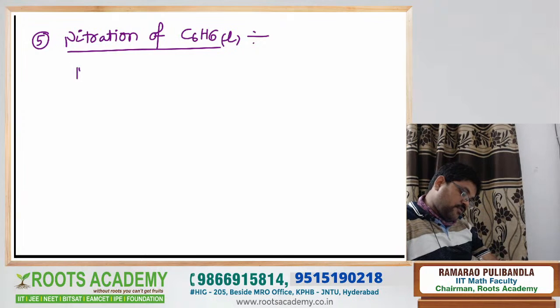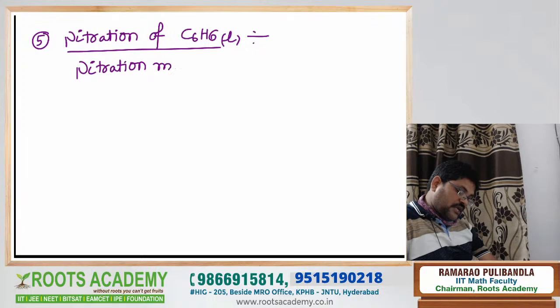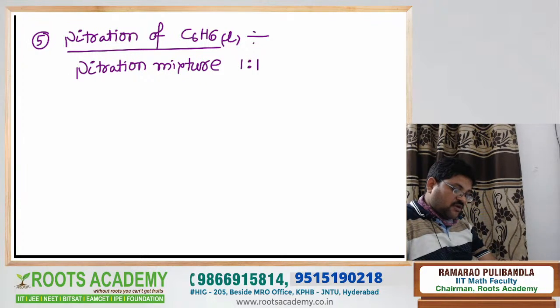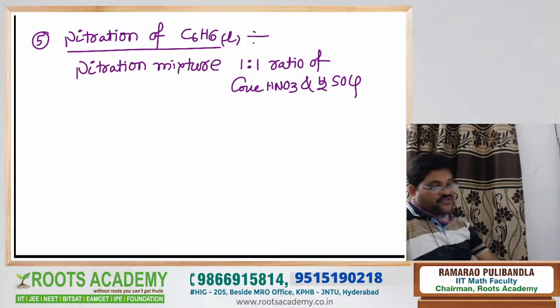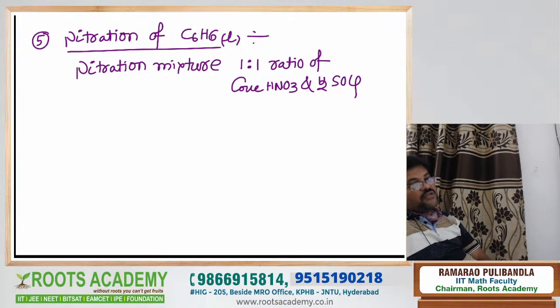Regarding the nitration of the benzene, we can use nitration mixture. We can use what, Nana? Nitration mixture. So what is nitration mixture? Nitration mixture is nothing but a 1:1 ratio of concentrated nitric acid and sulfuric acid. That is called nitration mixture. Repeat that once again, Nana. What is the meaning of a 1:1 ratio? 10 ml of nitric acid mixed with 10 ml of sulfuric acid. That is called a 1:1 ratio of nitric acid and sulfuric acid, called nitration mixture.